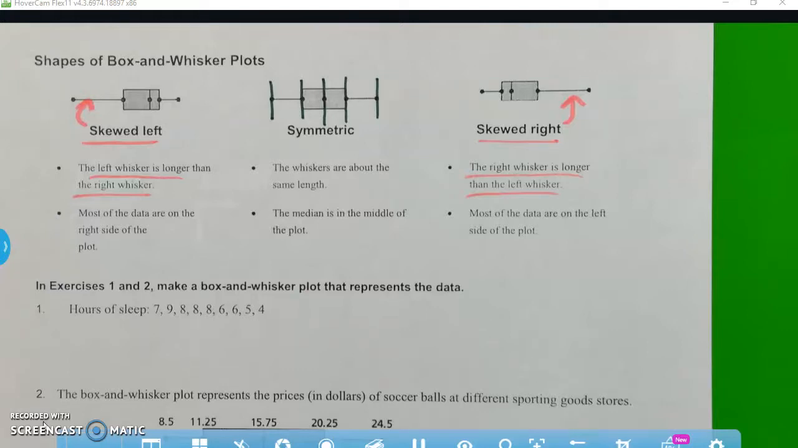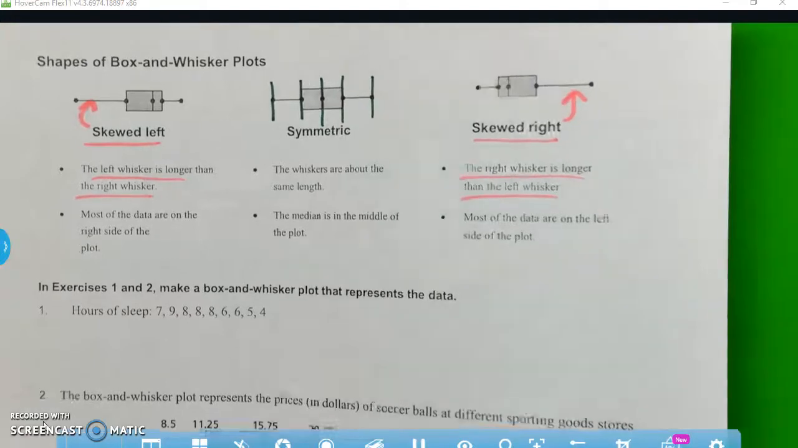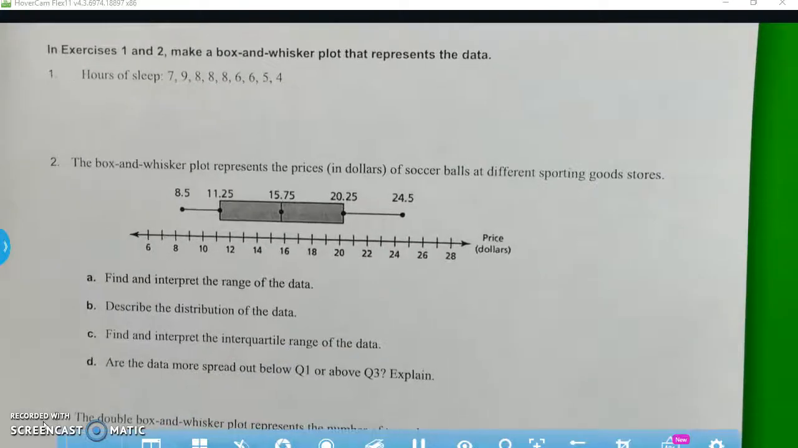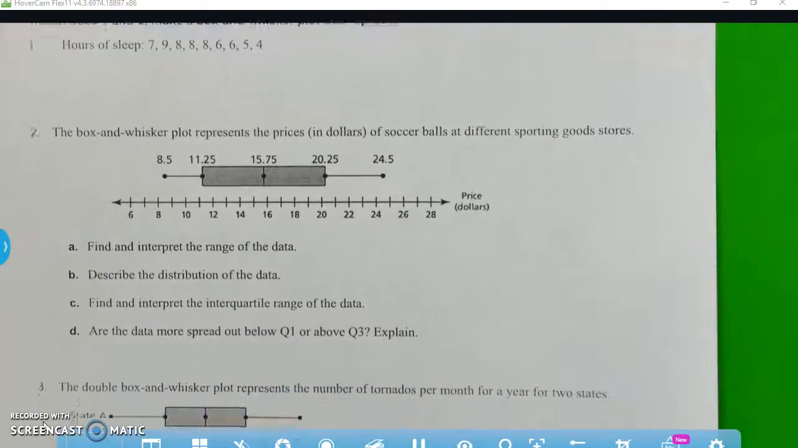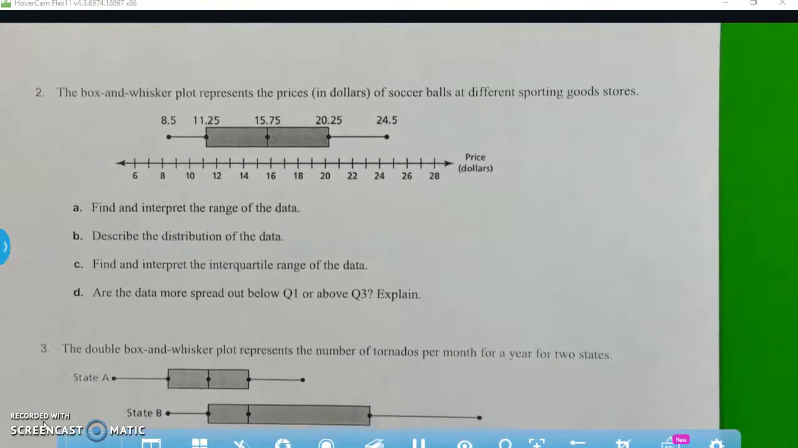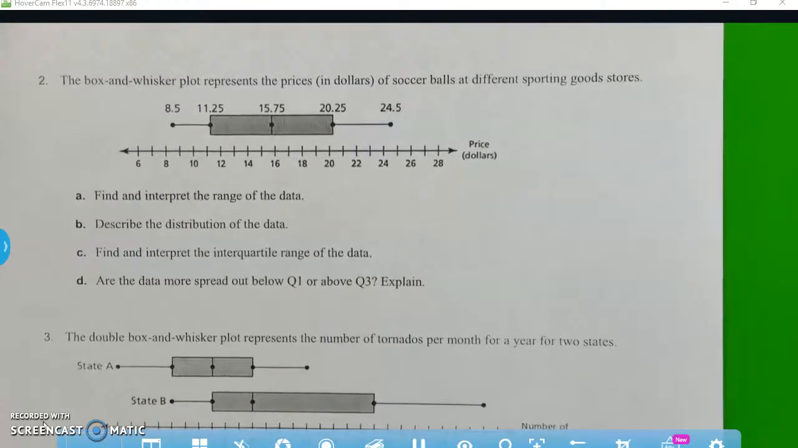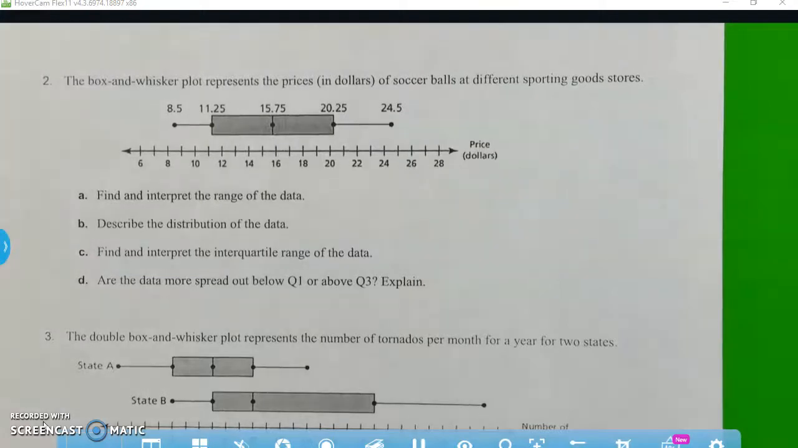We're going to use this note for our examples. We're not going to go over every situation, really focus on these new terms today. So we're going to scroll down to question 2 right away. We're not going to build box and whisker, we're just going to focus on analysis. So in question number 2, we have box and whisker plot that represents prices in dollars of soccer balls at different sporting goods stores. So what we have, guys, is the 5-point summary.